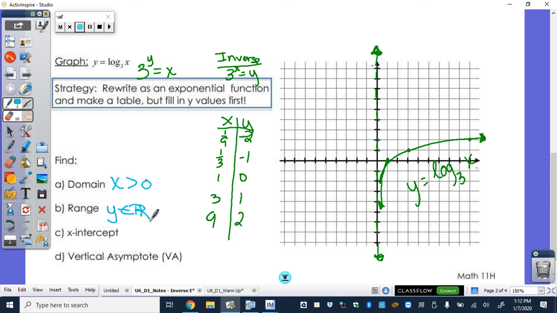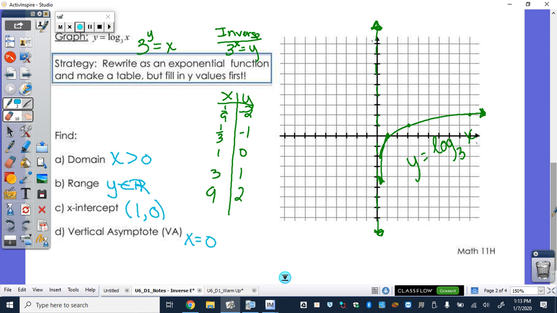Our x-intercept is the point 1, 0. And it has that vertical asymptote at x equals 0. So every parent function for our logarithmic functions are always going to have those same characteristics. Domain is greater than 0. Range is everything. X-intercept and vertical asymptote.